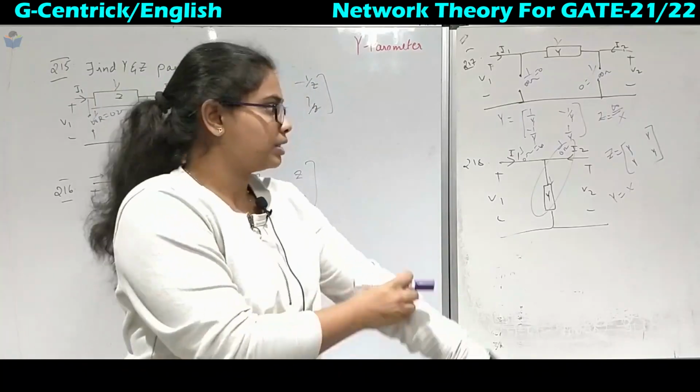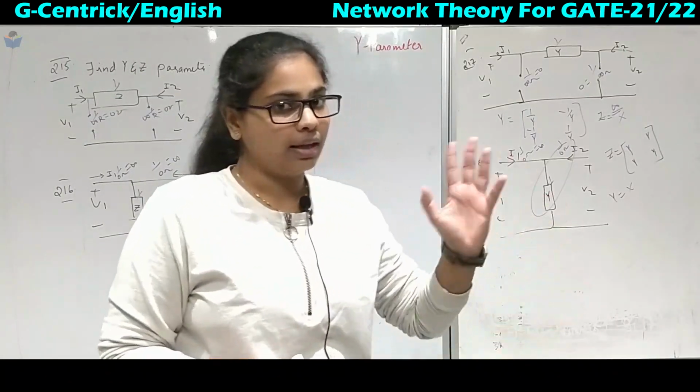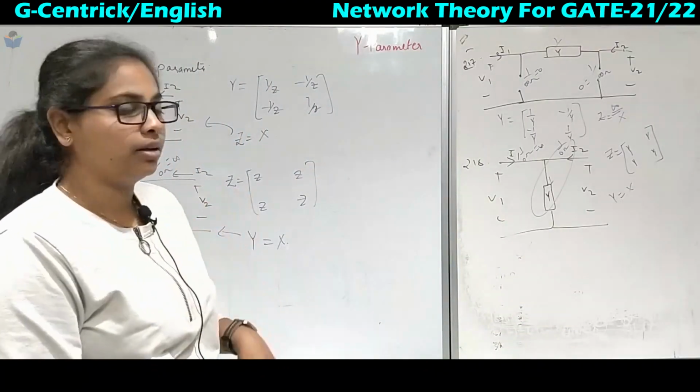We will see this completes our admittance matrix. Next we will move on to our ABCD parameters and hybrid parameters.